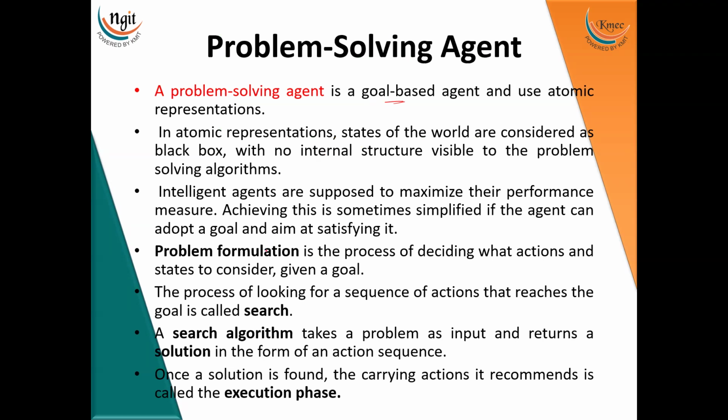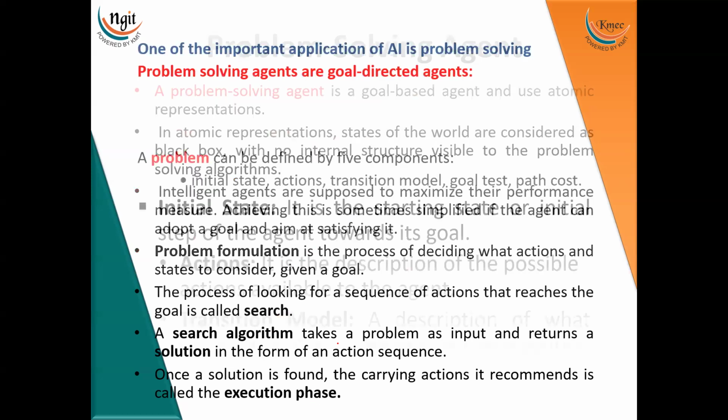And what do you mean by problem formulation? Problem formulation is the process of deciding what actions and states to consider given a goal. And the process of looking for a sequence of actions that reaches the goal is called search. This search algorithm takes a problem as input and returns a solution in the form of an action sequence. Once we find a solution, carrying out the actions it recommends is called the execution phase. So this is the problem solving agent.